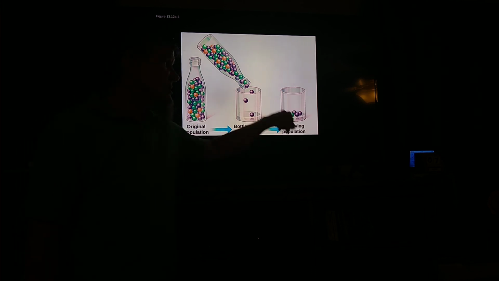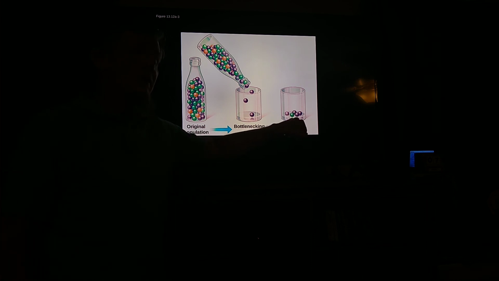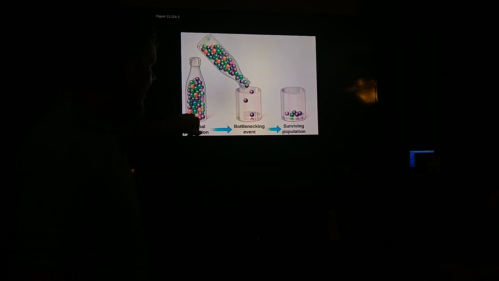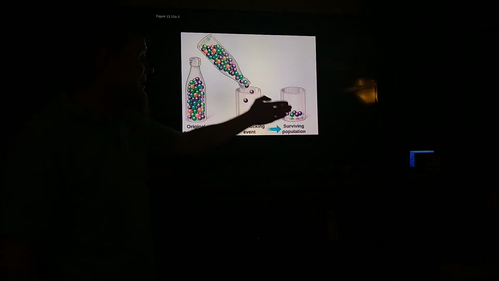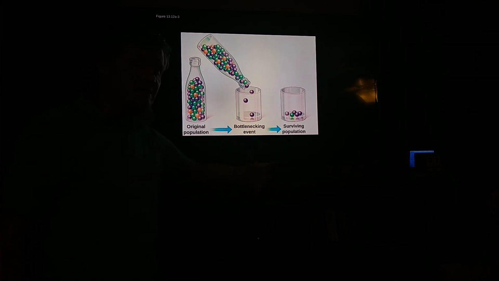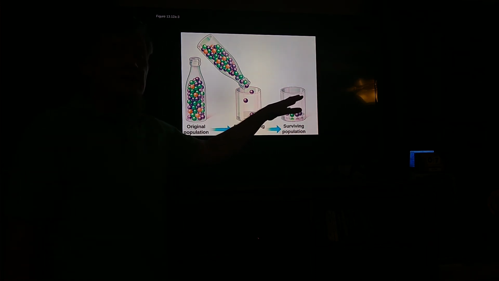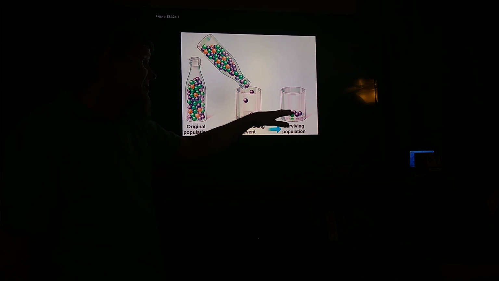Now this population is going to be significantly different because we have a significantly smaller group of genes. More than that, the percentage of greens versus purple is considerably different. And because it's considerably different, this resulting population that will go on and make new babies, genetically, the percentages are going to be different because you've got a different group.